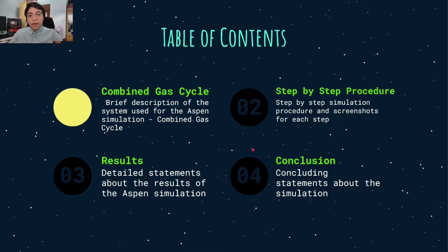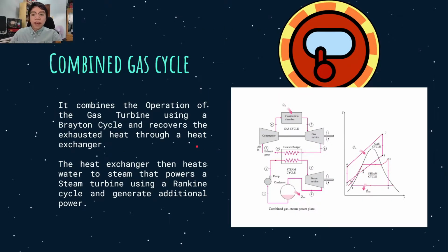So we're going to start with a brief description of the cycle itself. The combined gas cycle is the combination of a gas turbine and a steam turbine through the means of a heat exchanger. This heat exchanger takes some of the heat from the exhausted gas turbine and transfers it to water. This water is then turned to steam, which is then used to drive a steam turbine. So you basically have two turbines running, and for the price of this added generation, you simply recovered heat that was exhausted by the gas turbine.